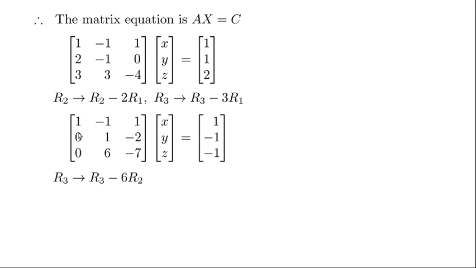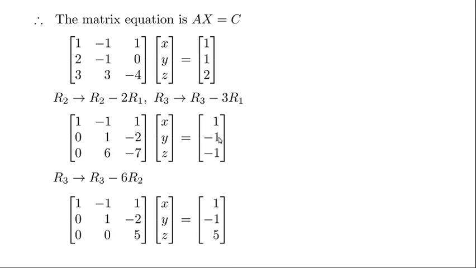And now to make this 6 as 0, I'll just go for the transformation R3 changes to R3 minus 6 times R2. So this becomes 0. So R3 minus 6 times R2. So what we get is 1, minus 1, 1, 0, 1, minus 2, 0, 0, 5, times x, y, z equals 1, minus 1, 5.